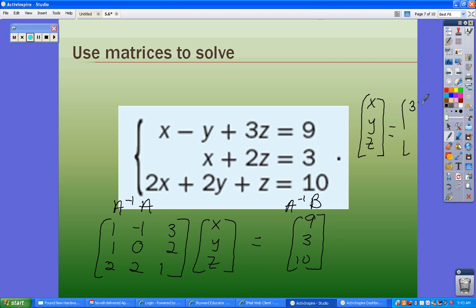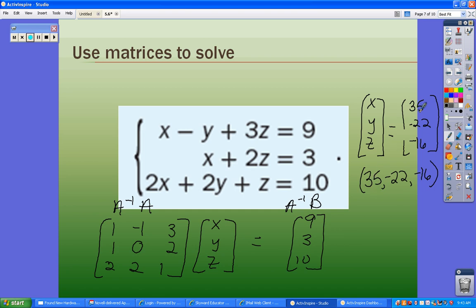35, negative 22, negative 16. Okay, so that tells you again that our ordered triple in this case is 35, negative 22, negative 16. That's where they would cross if I did graph this in 3-space, which we have never done.